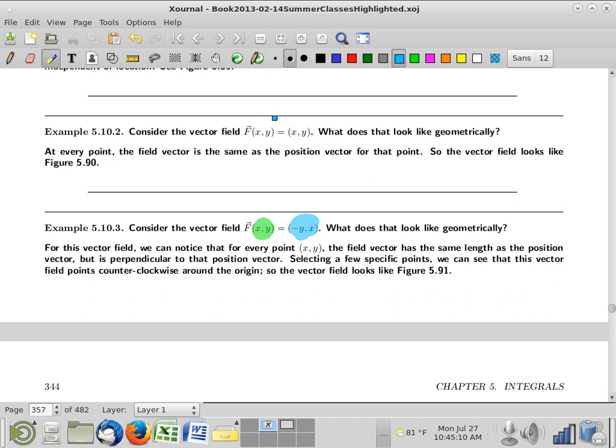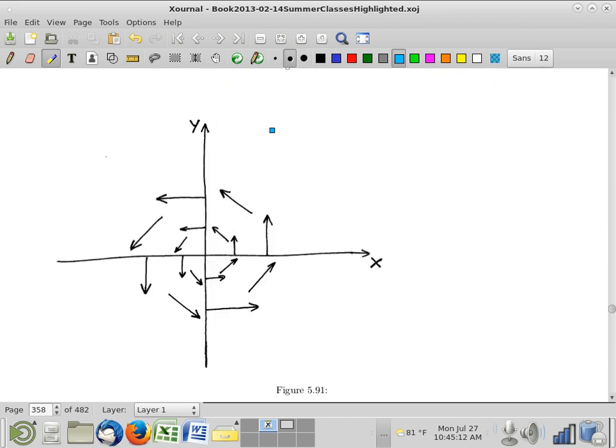And so that gives you this picture. The point thought of as a vector, and then the associated field vector, same magnitude, orthogonal directions, and you get a picture that looks like this. Does that make sense to everybody?